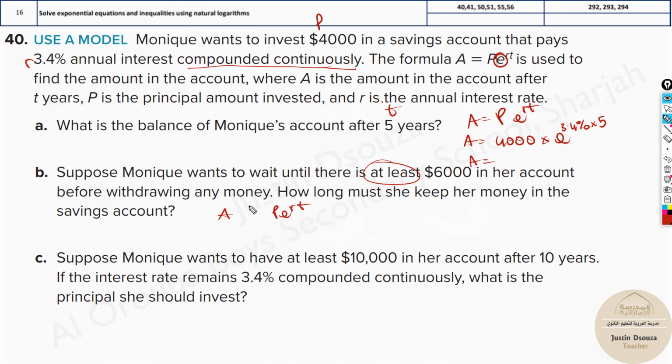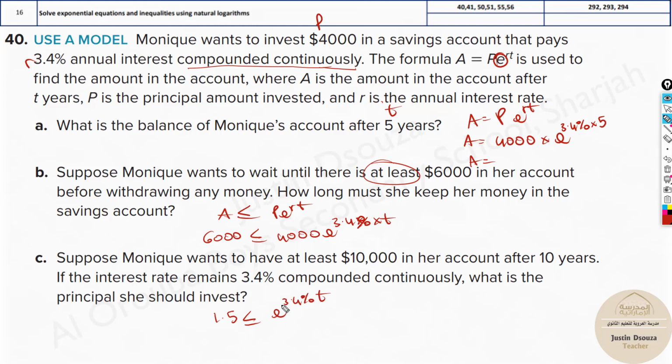So this amount, whatever we find, must be greater than or equal to 6,000. So 6,000 must be having the lower sign. Here we have 6,000 less than or equal to the initial amount, 4,000, times e to the power r, the same 3.4%, but we don't know the time t. So now divide both sides by 4,000 and take off this coefficient before e. So it'll be 6,000 divided by 4,000, which is 1.5, less than or equal to e to the power 3.4% t.